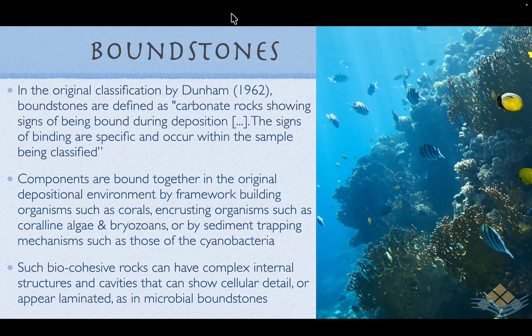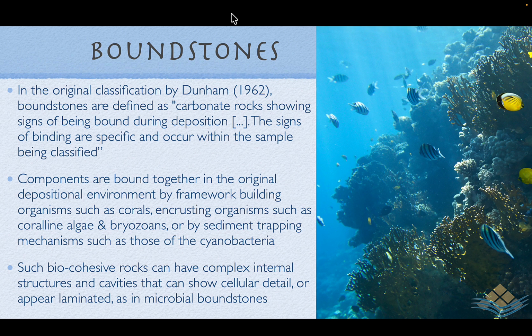This video chapter focuses on biocohesive rocks, classified by Dunham as boundstones. In Dunham's original 1962 classification, he defined boundstones as carbonate rocks showing signs of being bound together during deposition. The signs of binding are quite specific within the sample that we're classifying. Components that are bound together in the original depositional environment by framework organisms such as corals, encrusting organisms, coralline algae, bryozoans, or by sediment-trapping organisms such as we see in stromatolites, where we see biocohesiveness related to cyanobacteria, all have this common characteristic in Dunham's classification of being boundstones.